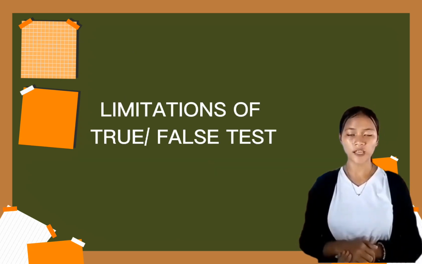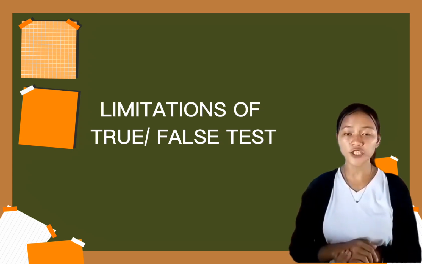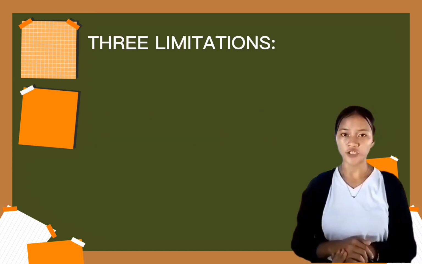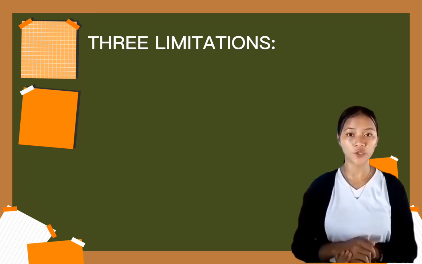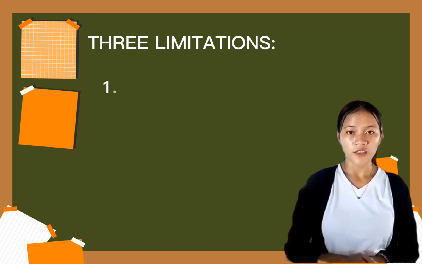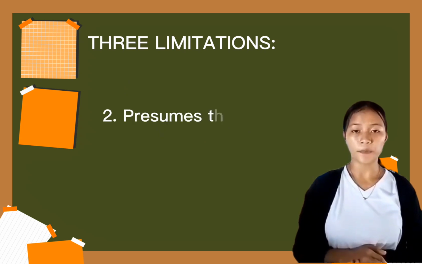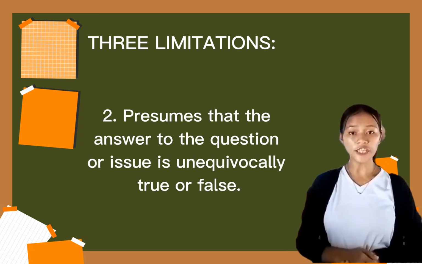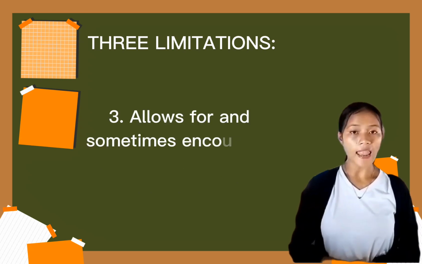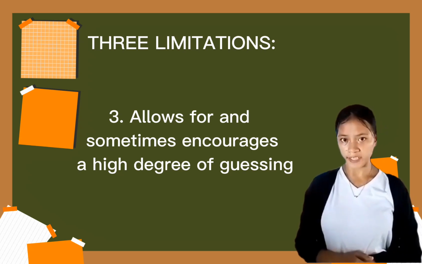Next, let's proceed to the limitations of the true and false test. There are also 3 limitations, just like the advantages. First, it tends to emphasize rote memorization of knowledge. Second, it presumes that the answer to the question or issue is unequivocally true or false. Third, it allows for and sometimes encourages a high degree of guessing.